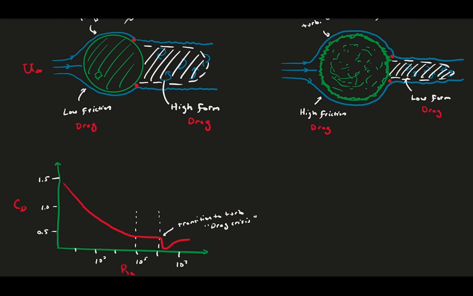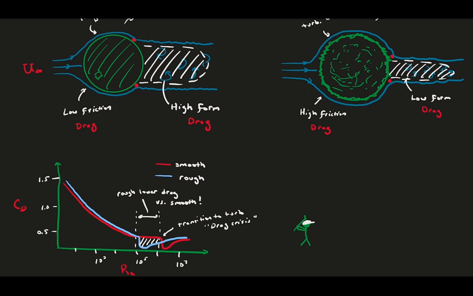If we plot the rough sphere on top, it has a slightly higher drag coefficient because it's rough that also gradually decreases with Reynolds number. However, because the sphere is rough, the flow transitions to turbulence at a much lower Reynolds number, nearly 10 times lower. This results in a small Reynolds number region where the rough sphere has a lower drag than a smooth sphere with the same diameter, which can be extremely counterintuitive.